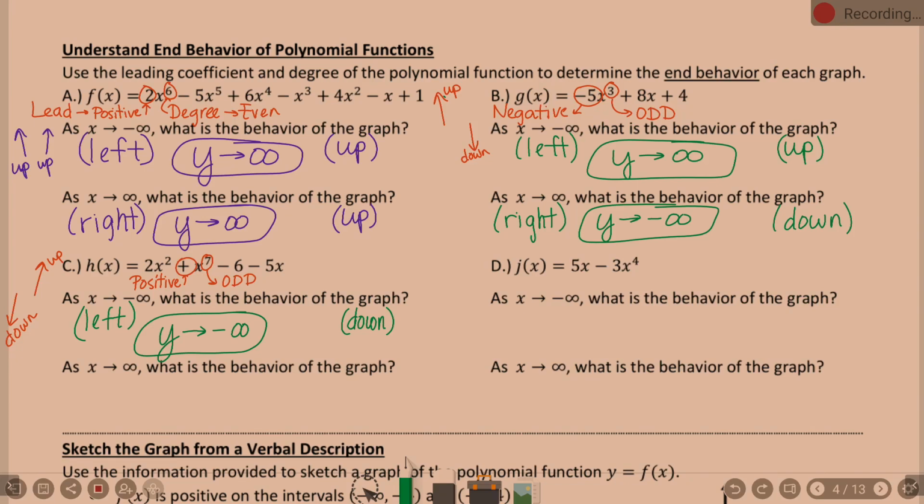Okay? As x approaches positive infinity. So that's saying as we move to the right. Where's my graph going on the right? Up. How are you giving your answer then? Y is approaching positive infinity.